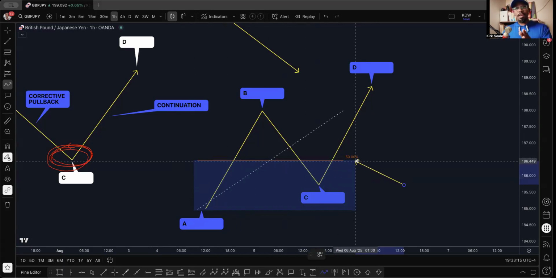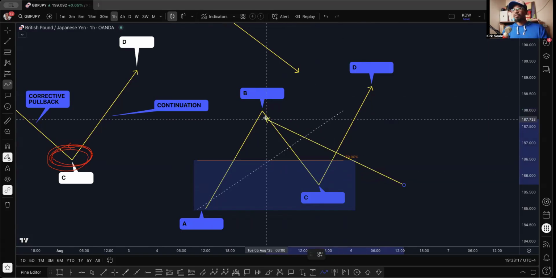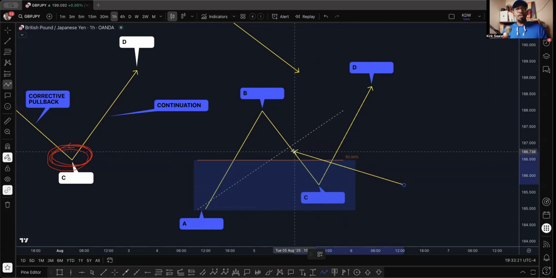So if you're in a trade, you're looking to buy, if price from B, a pullback comes and it stops right here, we don't want that, right? The reason why we don't want it, that's more for intermediate. You don't need to worry about it. Just trust me. We want it when it's less than 50%.